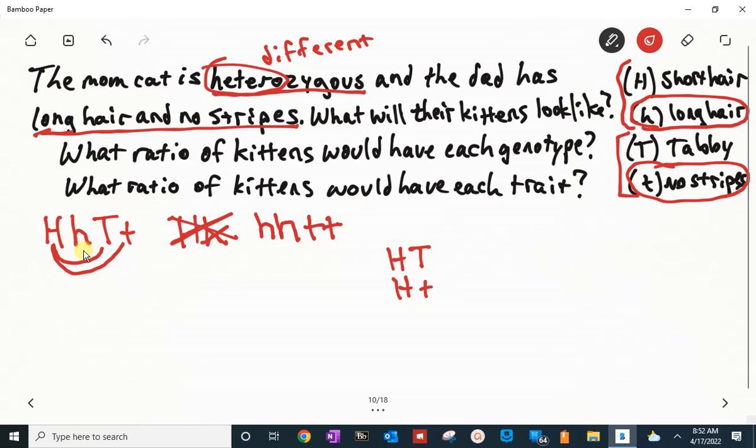or she could give a combination lowercase h, capital T to her kitten, or she could give a combination of lowercase h, lowercase t to her kittens. And then the dad, he's going to be all lowercase. So it doesn't really matter how we combine these. All the combinations are going to be lowercase h, lowercase t.